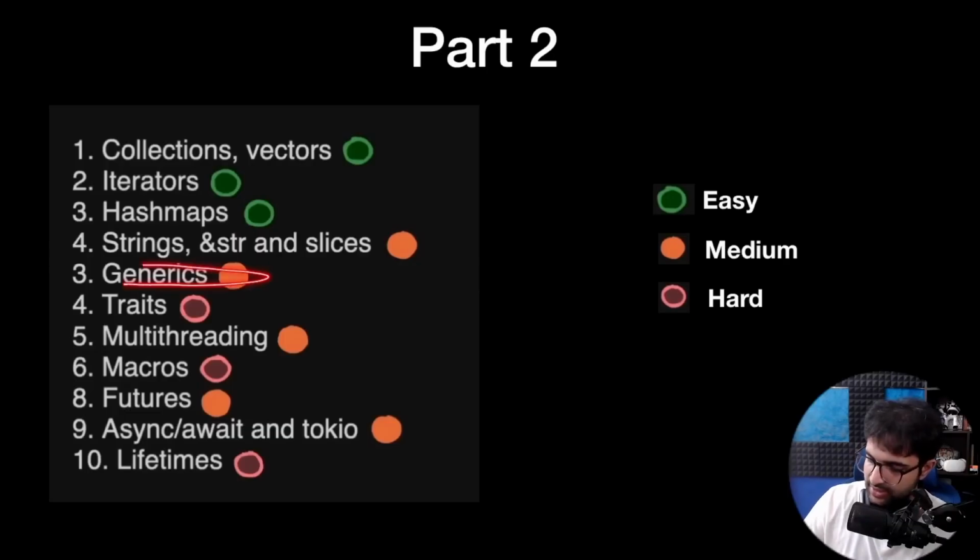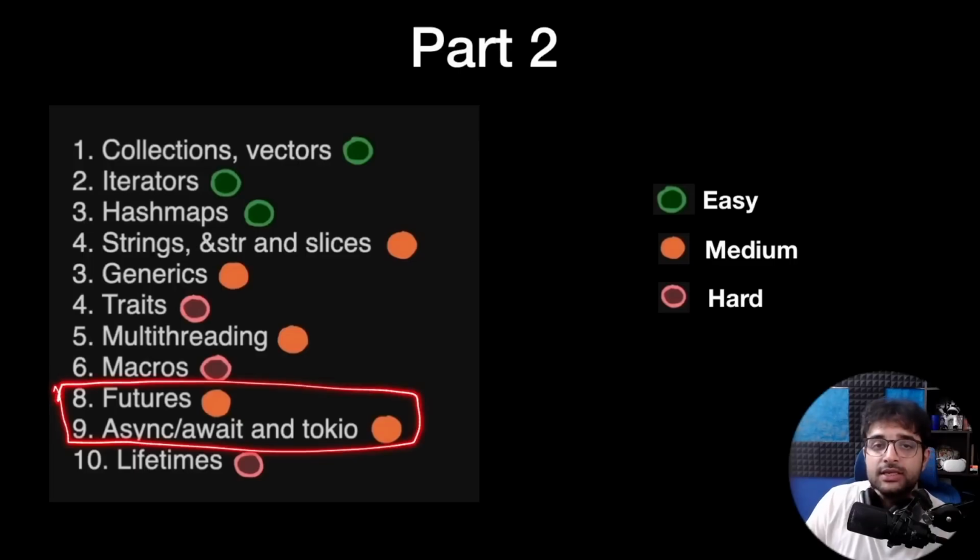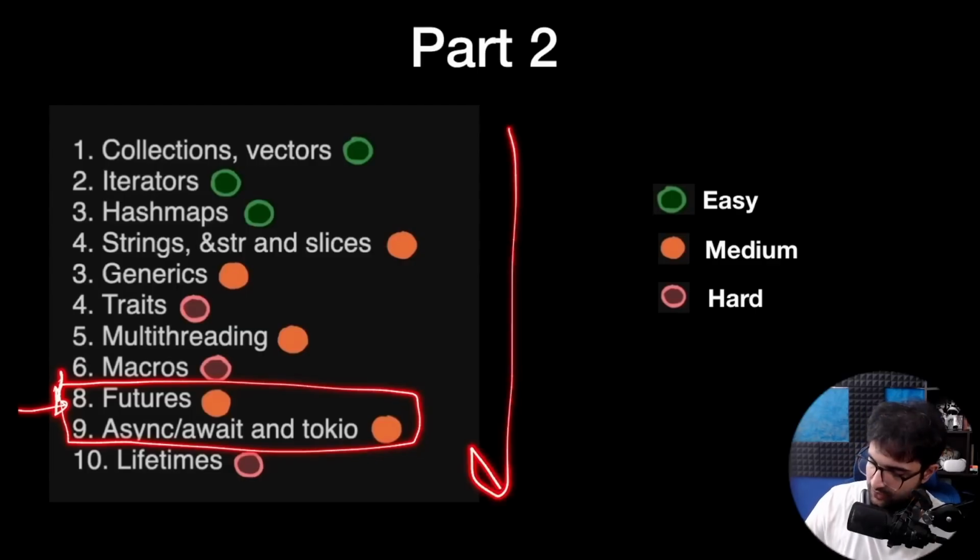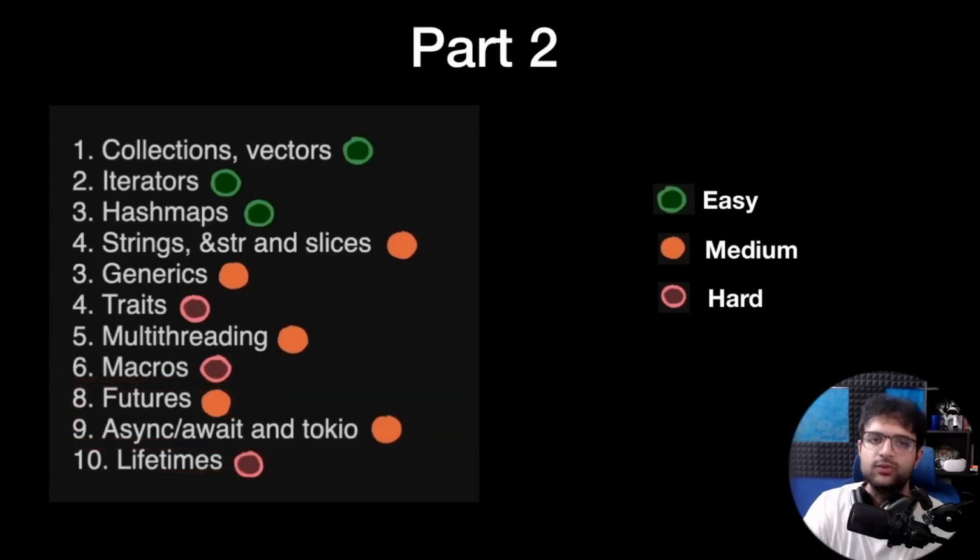Then we'll go through generics. We covered them a little bit in part 1. We'll recover them in part 2. Then traits, multi-threading, macros, futures, async await, and Tokio. We'll try to cover all of this. Most probably, my current guess is that asynchronous Rust we're probably going to do in another video. It probably deserves a video of its own. So 8 and 9 that I've mentioned over here may or may not be covered in today's video. Everything else that you see over here, including lifetimes, is what we will cover.